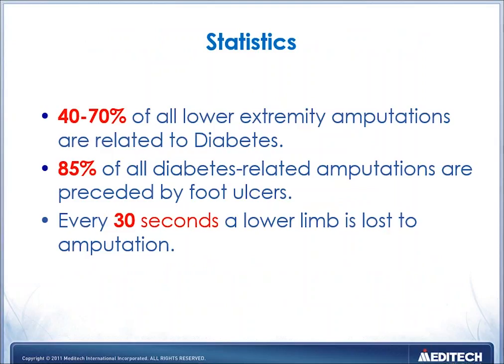40 to 70% of all lower extremity amputations are related to diabetes. Obviously, at the final phase, patients develop non-healing open infected lesions, entering the gangrenous and pre-gangrenous phases, and developing vascular complications as well. And 85% of all those diabetes-related amputations are preceded by foot ulcers. When you look at the numbers, it's quite shocking. Every 30 seconds, a lower limb is lost to amputation.